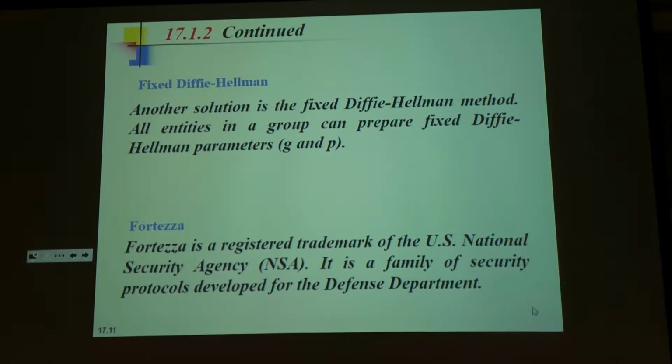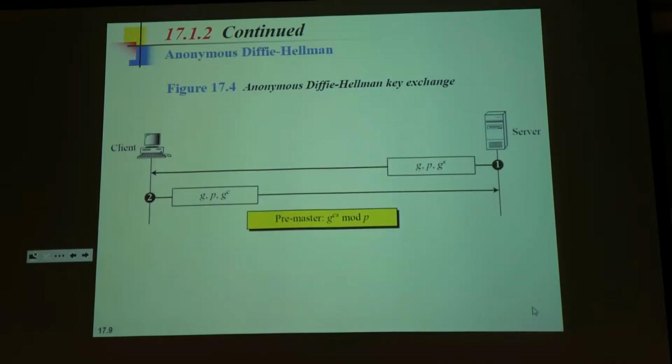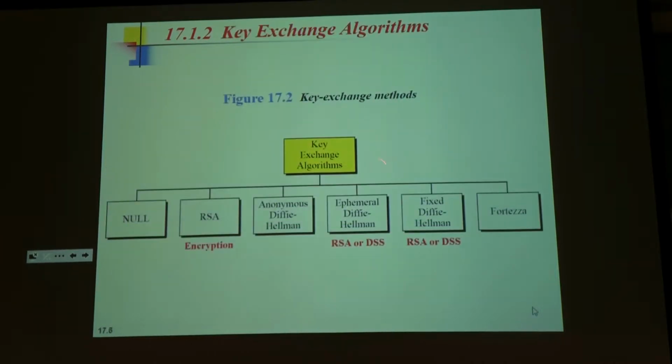Fortezza is derived from the Italian word for fortress. It is a registered trademark of the U.S. National Security Agency. It is a family of security protocols developed for the Defense Department. This textbook does not cover it, and we are not going to go over it.